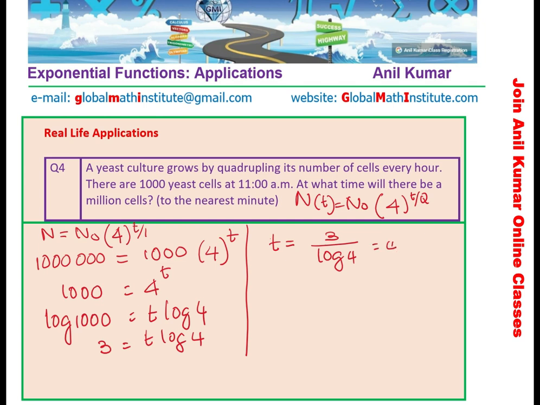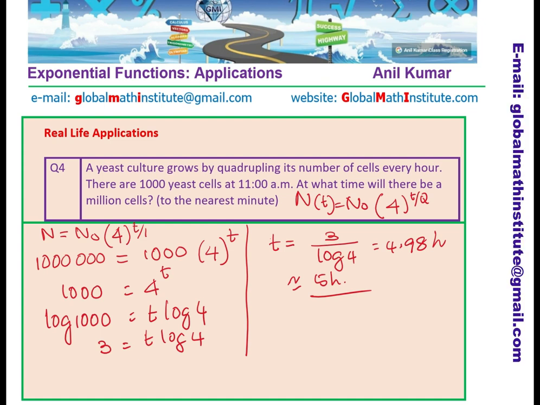4.98. So approximately 5 hours, right? So in 5 hours, they will multiply and they will become a million cells, more than a million. You get the idea? So that is how we should be solving this type of question. So there was a variety of questions which we took, right? And two of them were using logarithms. So we introduced how we use logarithms to find the time, basically the exponent. Log is the inverse of exponential functions, and that is how it helps.